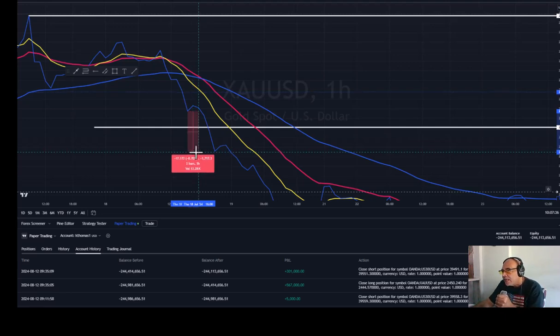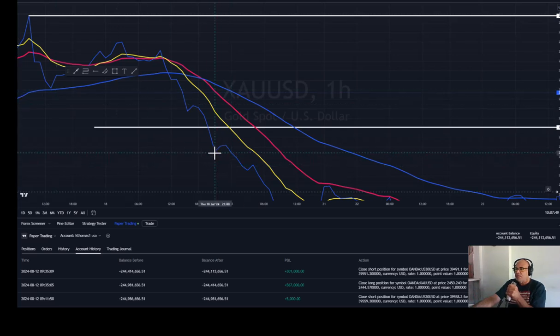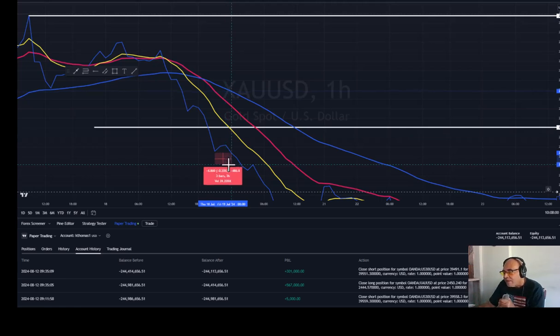Again, that is a $16 move on gold. Insane. Tremendous. Say if you missed that one, or you took the next one. Let's say if you got out here as it went up again, as it pulled back, if you got out there, that's 50 pips, so that's a $5 move on gold. It's tremendous.